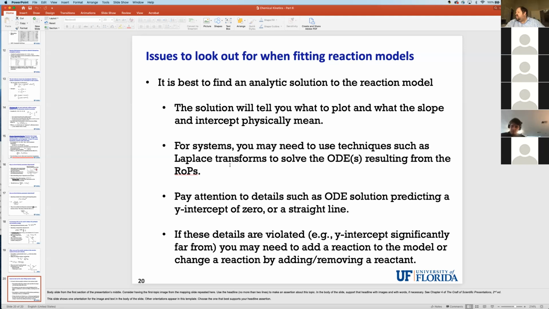You may have multiple reactions that you need to consider. And so for systems, to get the analytic solution, you may need to use techniques such as Laplace transforms to solve a system of a series of differential equations resulting from the rates of production. And then also pay very close attention.